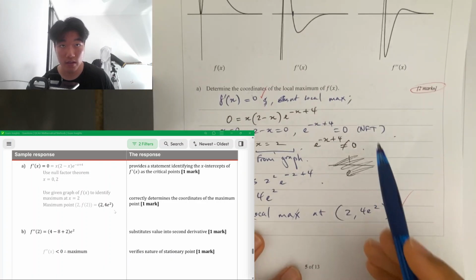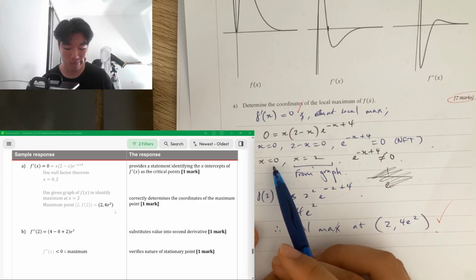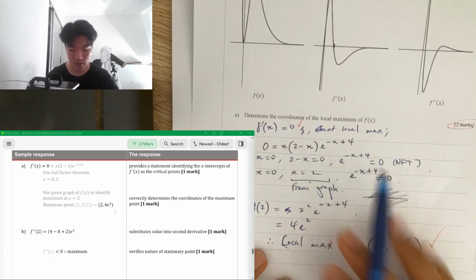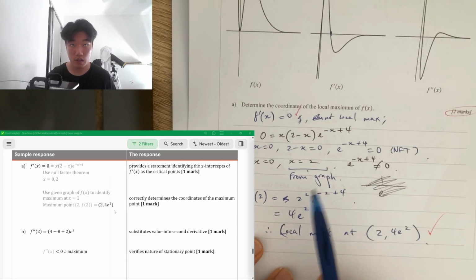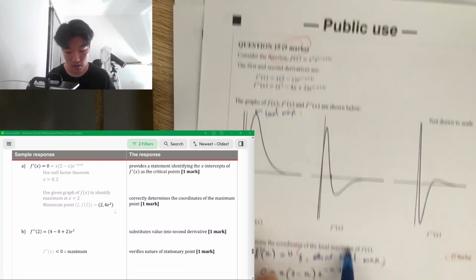So that's why I said this can't be 0. And this can't be 0 just based on the graph, right? It doesn't occur at 0. So x equals 2. We're asked for the coordinates. We need the y value. We sub x equals 2 into the original function, which is up here.